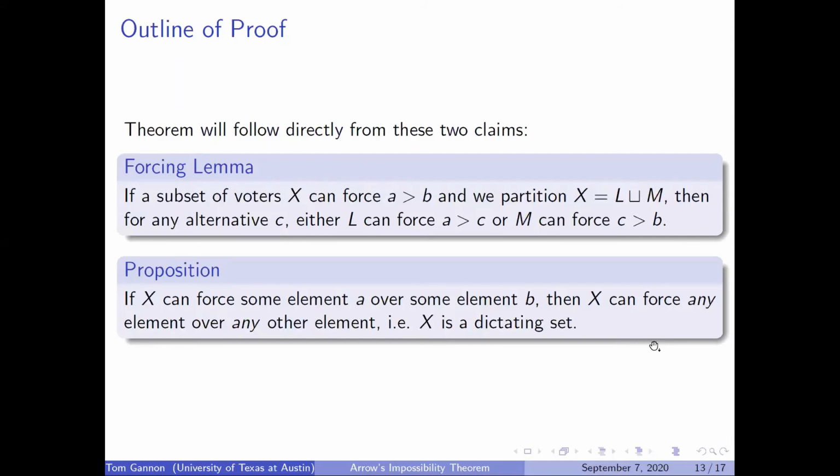A great tip that carried me far in my first 2 years of undergrad was that if you have a set, the empty set and the whole thing both count as subsets. So the first subset we're going to use is: if everyone votes one way, by our Pareto assumption, then the ballot has to be that way. So the set of all voters can force anyone over anyone. And then our methodology will be to keep dividing the room and finding smaller and smaller dictating sets.